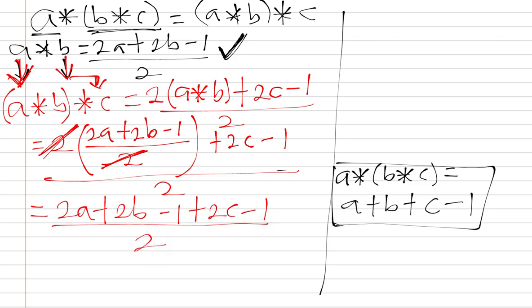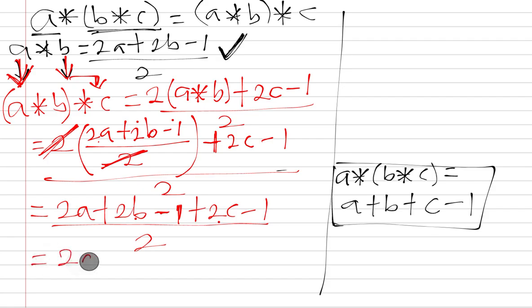Do you understand what I did there? This 2A has come back here. This 2B has come back here. This minus 1, this is it. This minus 1, this is it here. Minus 1, this is it here. Then plus 2C that is here. This is it here. Then minus 1 that is here. This is it. Now, add up. You can collect like terms.